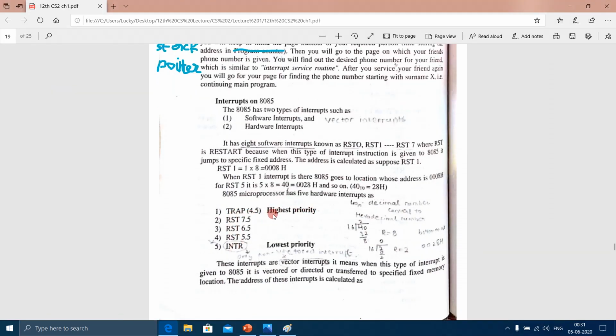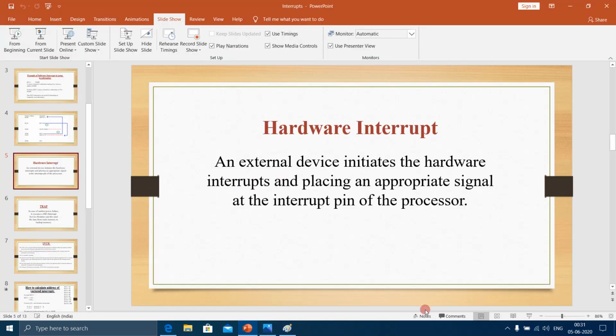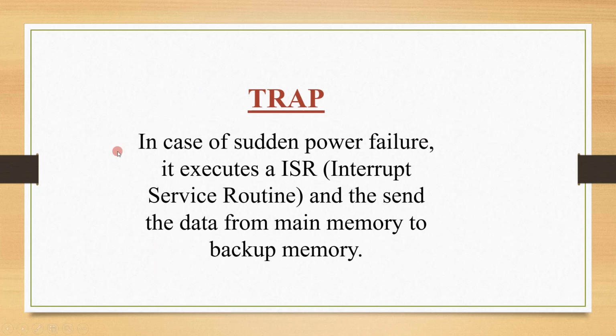So what is trap? Let us see. Trap, in case of sudden power failure, executes an interrupt service routine, ISR. Of course, this trap is a vectored interrupt because when the processor receives a trap interrupt, it knows where it has to jump. And then it sends the data from main memory to backup memory.